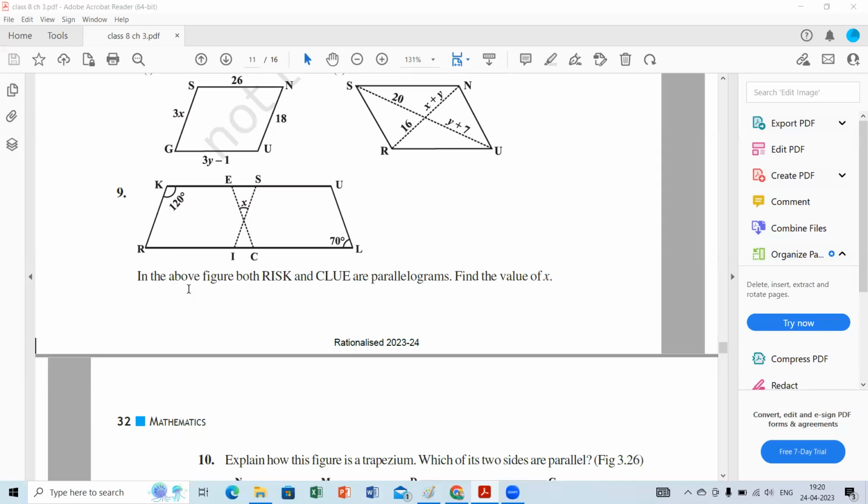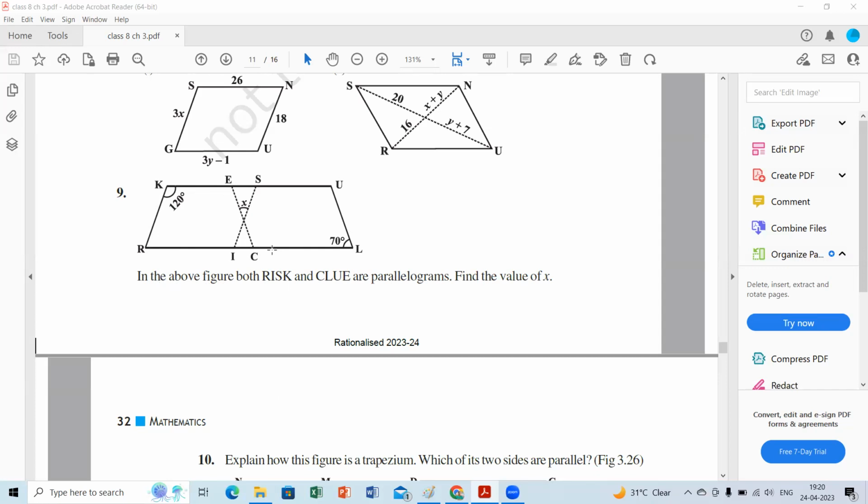Please see question number 9, RISK and CLUE. There are two figures, children. RISK is a parallelogram, and CLUE is also a parallelogram. Find the value of X. You need to calculate the value. Yes, Hari Karthik? Ma'am, is it 50? 50 degrees. Is it 50?